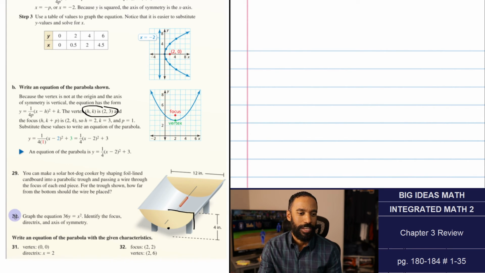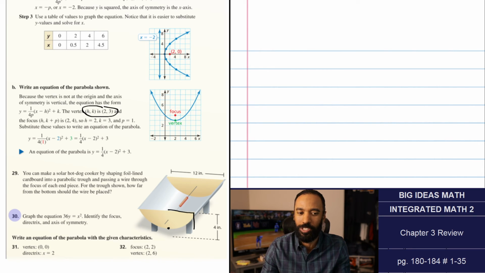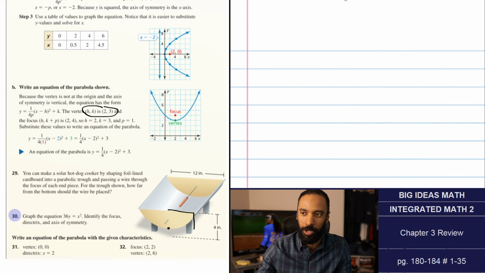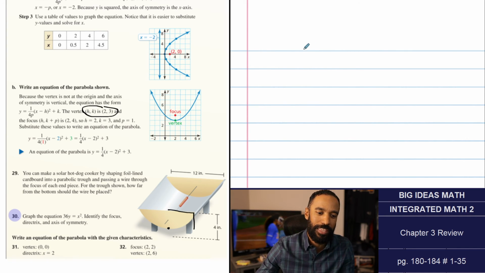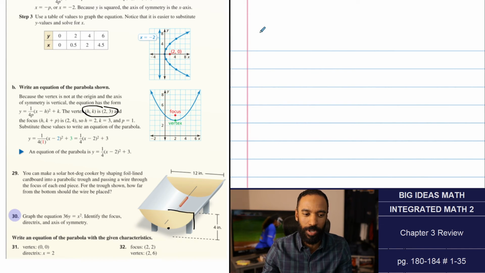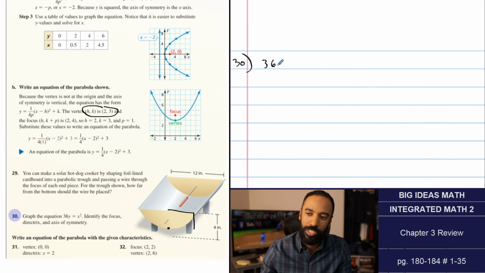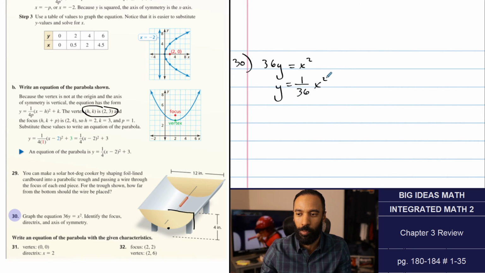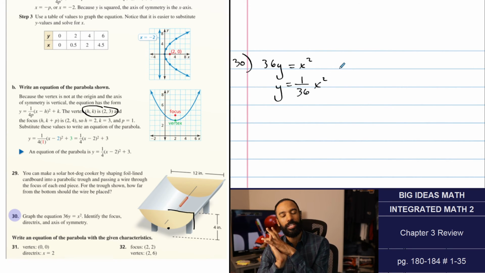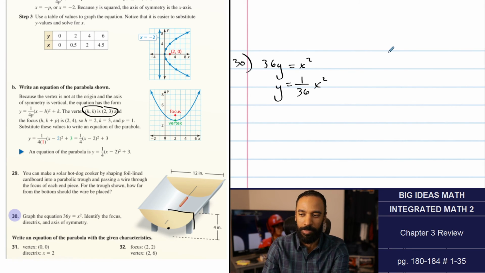Number 30, graph the equation 36y equals x squared. All right, now you're talking my language. Identify the focus, directrix, and axis of symmetry. So a little more standard. 36y equals x squared. Clearly, y is the one we can get by itself if I divide both sides by 36. I get 1 over 36 x squared. That's a weird thing to graph, but the focus and directrix will at least probably be cleaner numbers.